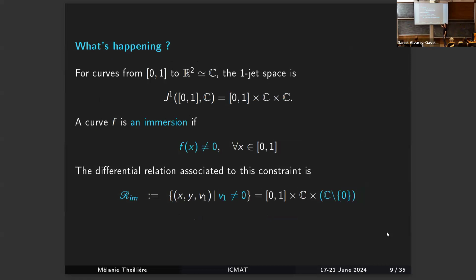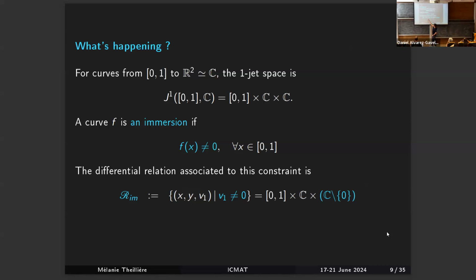So we consider here curves in the plane. I work with complex numbers, and the 1-jet space is the following in this case. So we have [0,1] times C, and our partial constraint is, if f is an immersion, its derivative, it's not f, so we need that the derivative of f never vanishes.